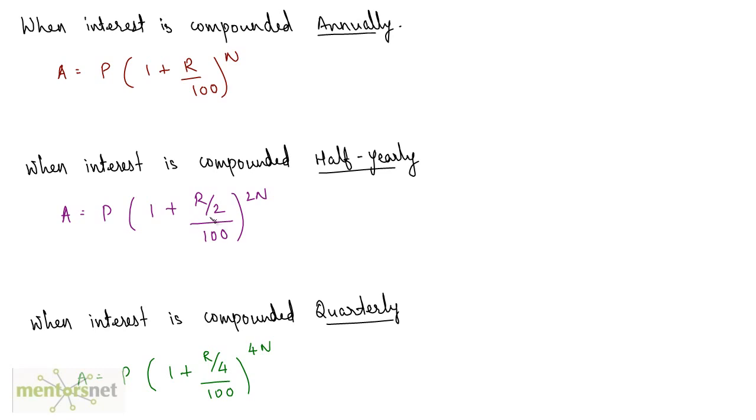Now obviously when the interest is compounded half-yearly, you are going to halve the rate. Now why did you double the time period? Because 2 half years is 1 year. That's why we doubled the time period. Now the same is the case when the interest is compounded quarterly. So the rate will be divided by 4 and the time period will be multiplied by 4, right? So you should remember these formulas. If you remember them, it becomes very easy to solve problems.